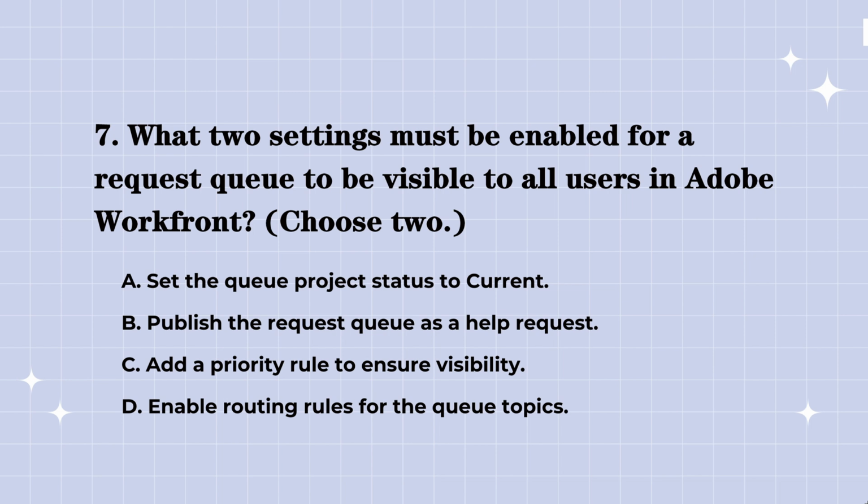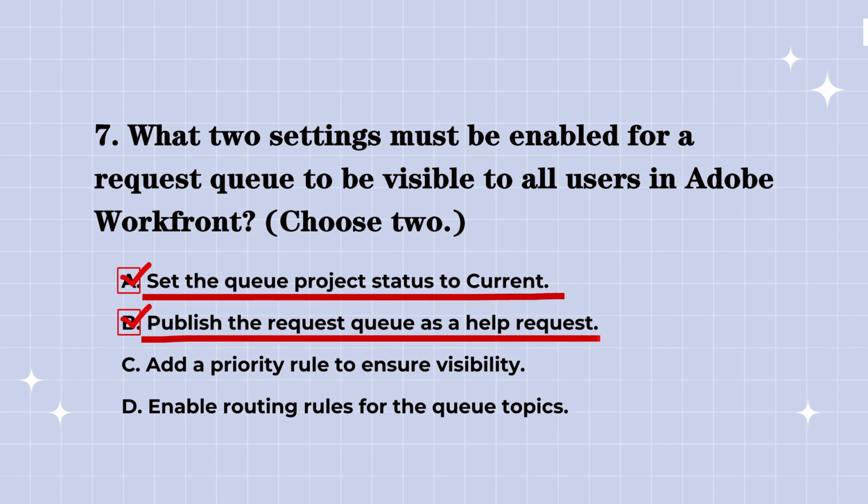So, the correct answers are: for a request queue to be visible, the project status needs to be current and the queue should be published as a help request. These settings make it accessible to users in the system.